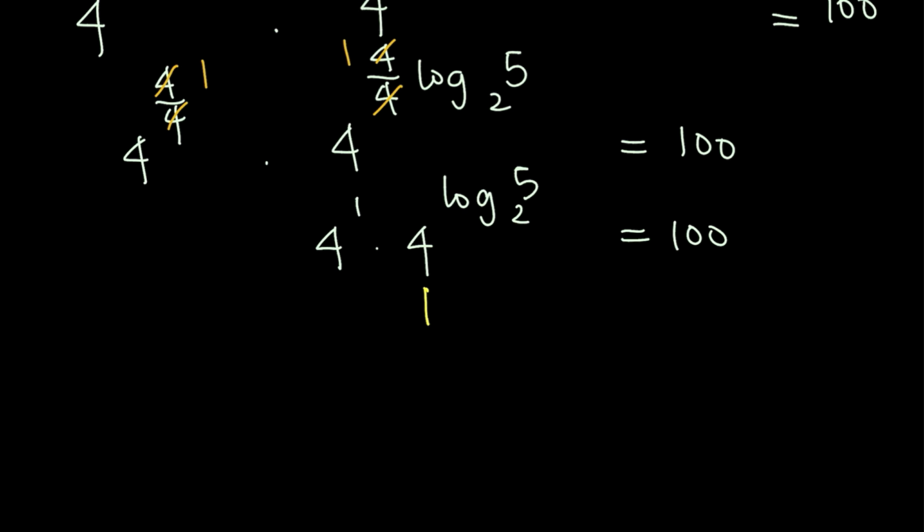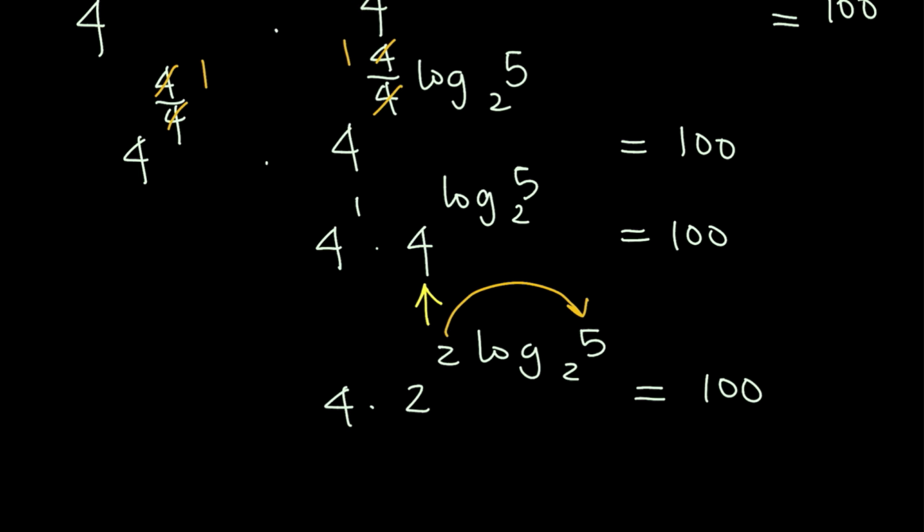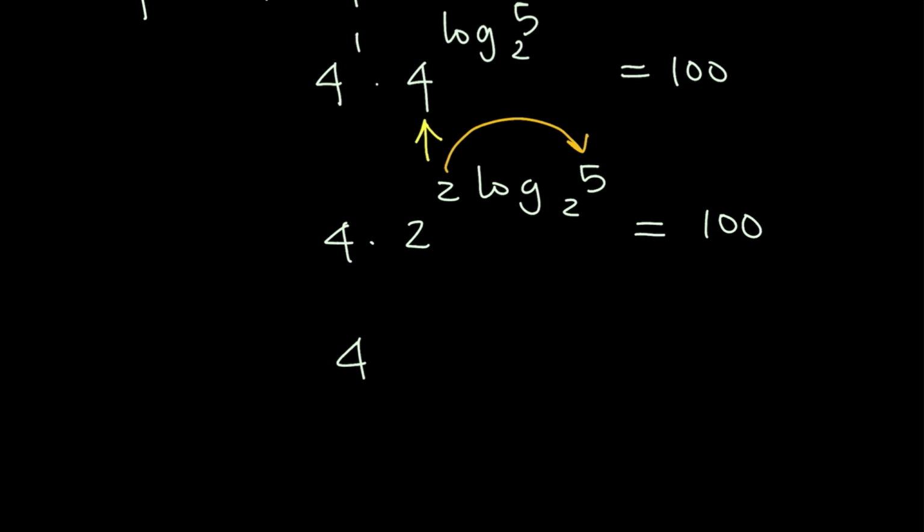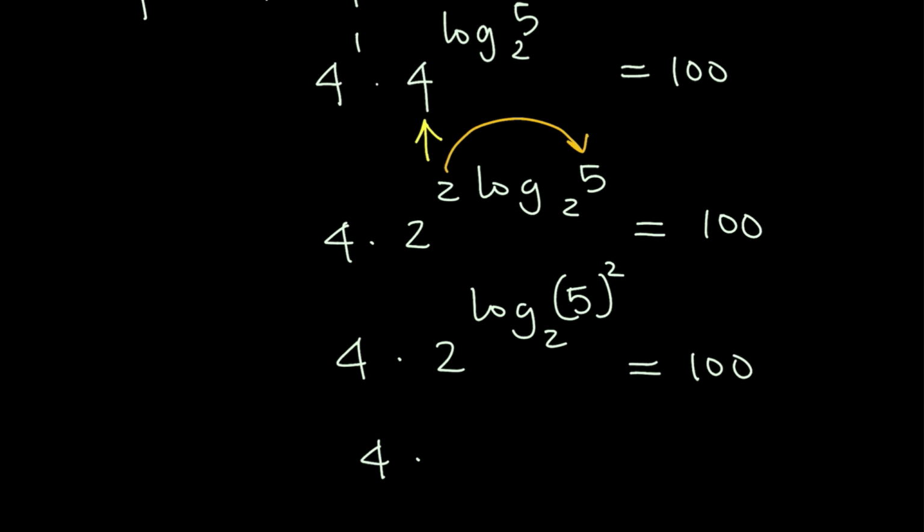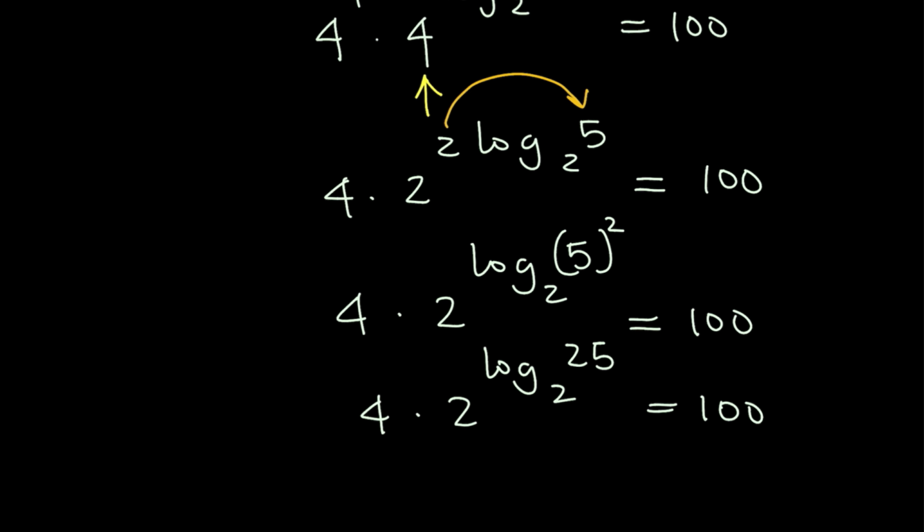I'm going to change this to 2 raised to power 2 so that I have 4 times 2 raised to power 2 log 5 base 2 is equal to 100. And then I can return this as a power here to give me 4 times 2 raised to power log 5 squared base 2 is equal to 100. 4 times 2 raised to power log 25 base 2 is equal to 100.